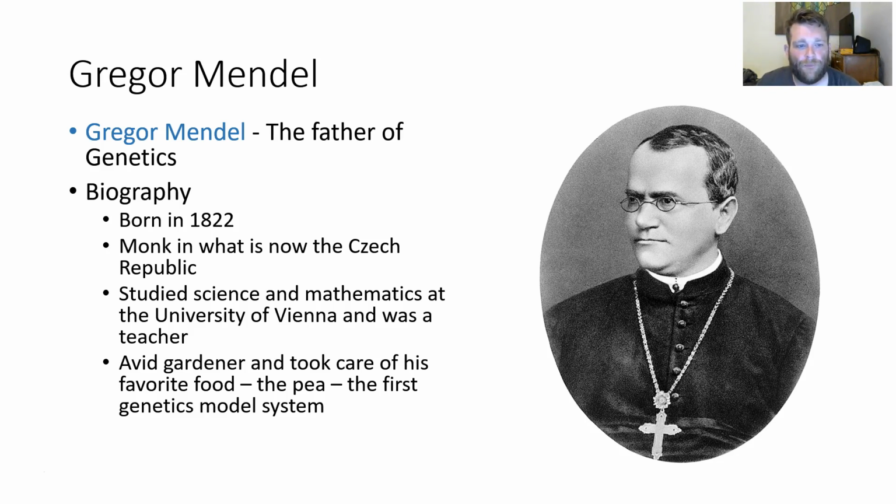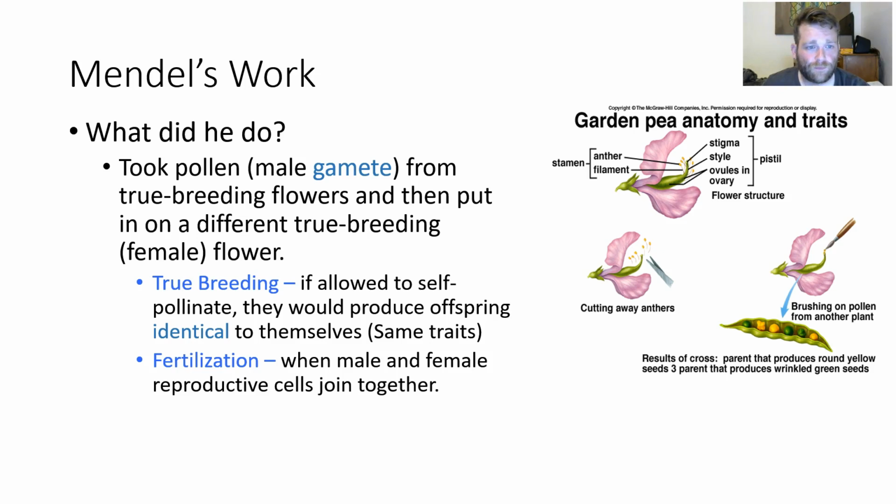He left his hometown, went to the University of Vienna, and there he worked as a teacher as well as a researcher studying specifically math and science. He had a great proclivity for those two areas of study. He also had other interests. He was an avid gardener, and he took care of his favorite food, which was the pea. He also ended up taking care of the gardens at the monastery that he worked at when he left the university. This is where he did most of his work, in a monastery in the Czech Republic.